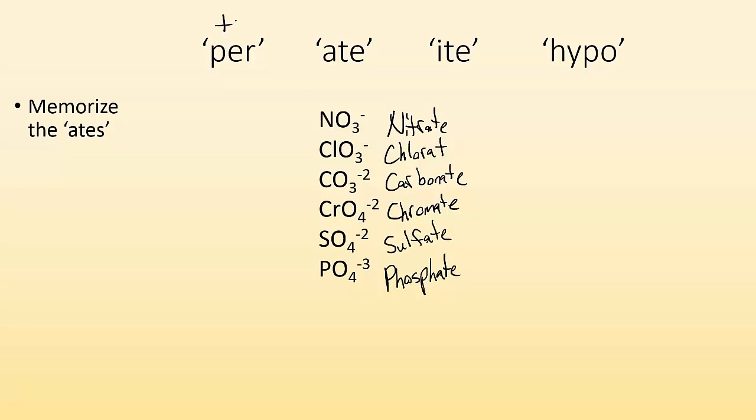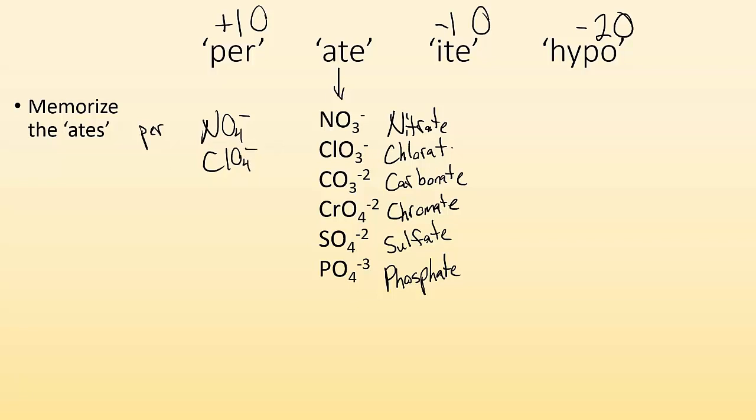If it has per, you have plus 1 oxygen. The -ate is just whatever you memorized, right? Ite means you have minus 1 oxygen, and hypo means you have minus 2 oxygens from the ate. So let's check it out, okay? So if I had NO4 minus, that would be pernitrate, right? And if I had ClO4 minus, that's perchlorate.